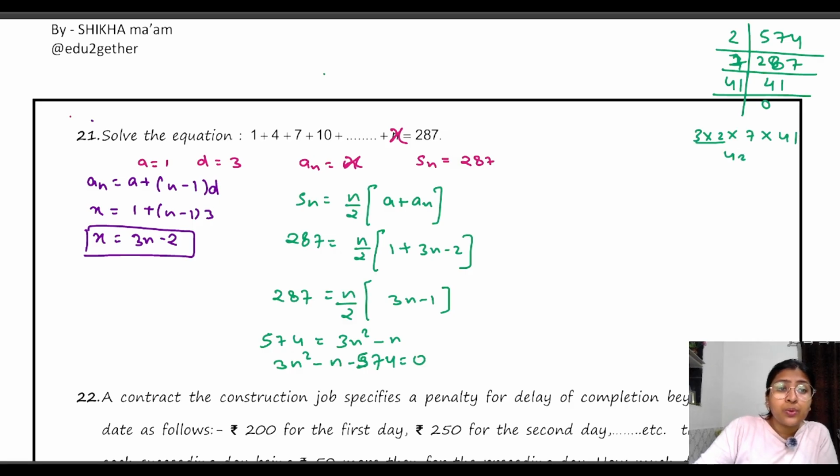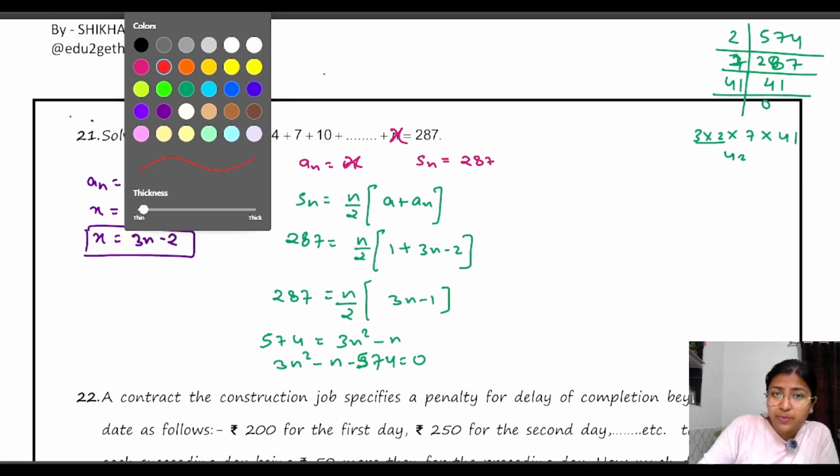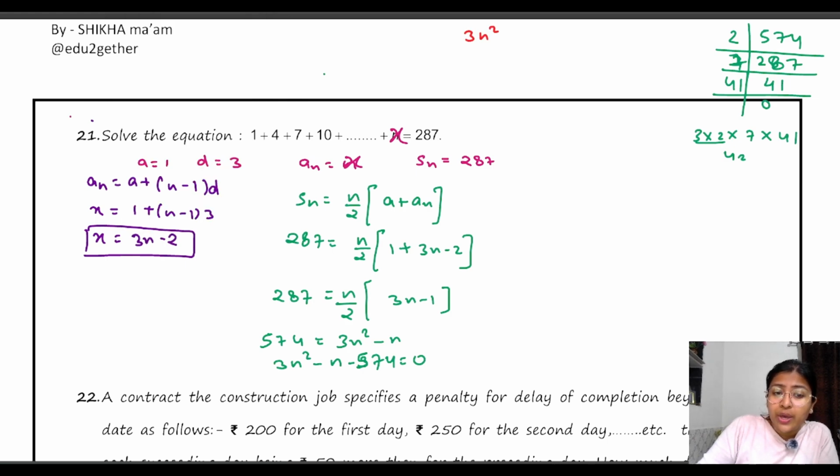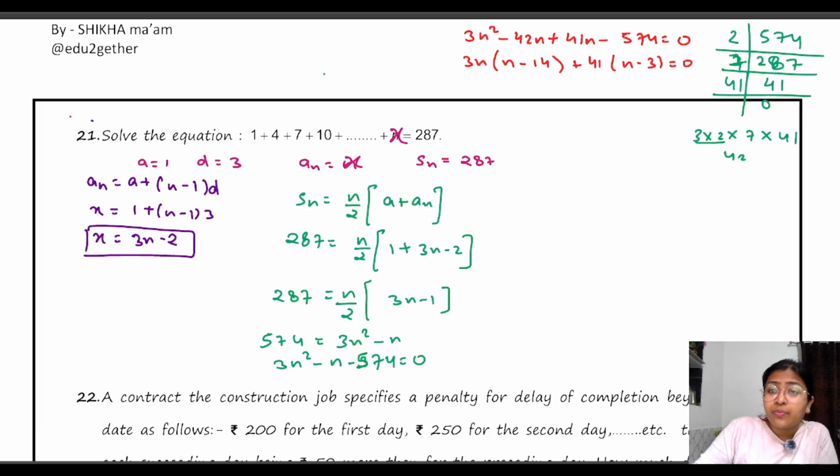So the two numbers will be, after doing the middle term splitting method, 3n square minus 42n plus 41n minus 574 is equal to 0. Now taking 3n common, you will have n minus 14, and taking 41 common, you will have n minus 14. Is this clear to you? Okay, so we have the value of n as 14, because the value of n can never be negative. We have two roots. So the value of n is 14.